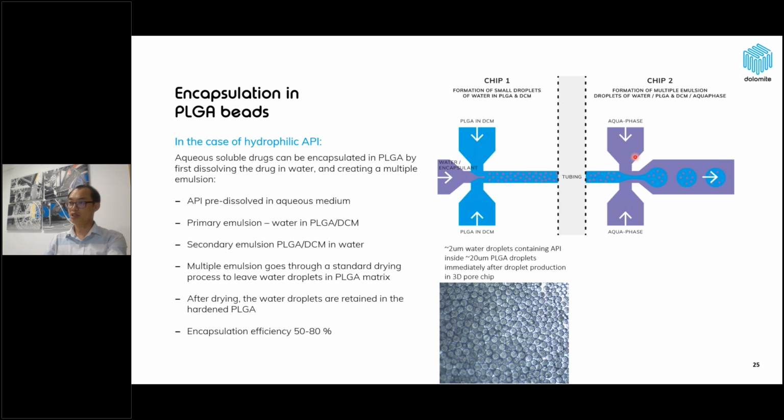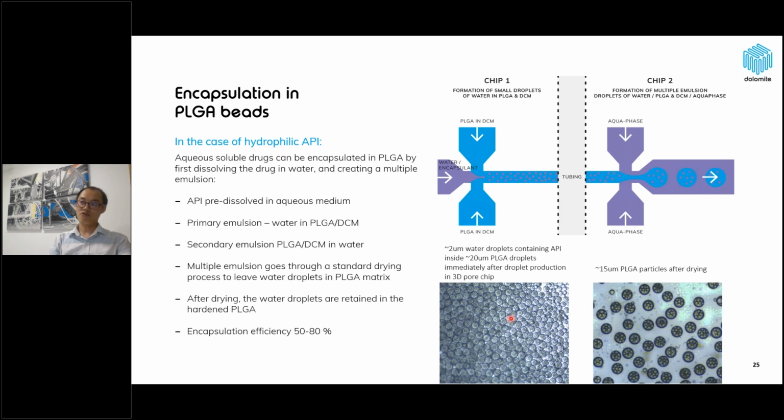Here, showing some examples that we have done in the lab, using a 2 micrometer water droplet containing API inside a 20 micrometer PLGA droplet, immediately after droplet production using the 3D chip, and then after solvent extraction and drying, we obtain around a 15 micrometer PLGA particle that contains the water droplet with API inside.